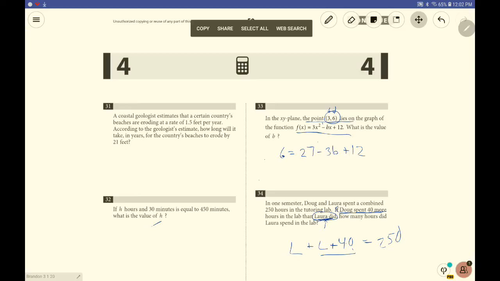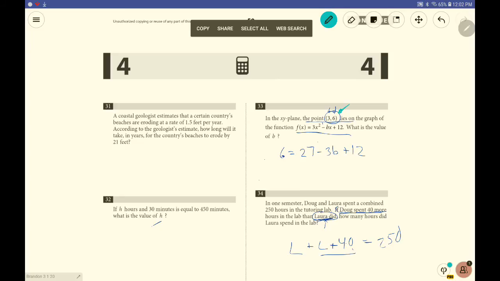Now to the bubble-in questions. So number 33 is a kind of general thing to consider, that if they tell you something that works in the equation, plug it in. (3, 6) lies on the graph of the function. Plug 3 in for x and 6 in for y, and solve for b.